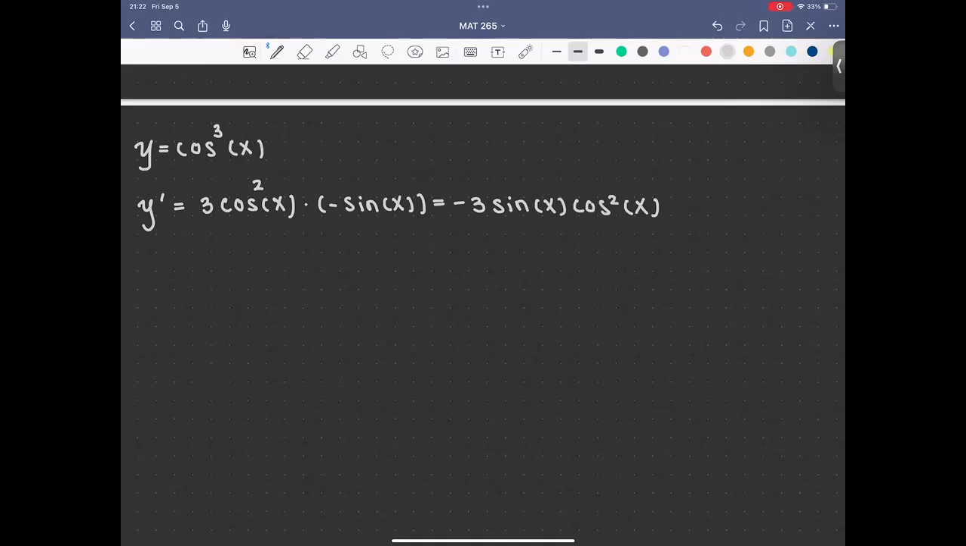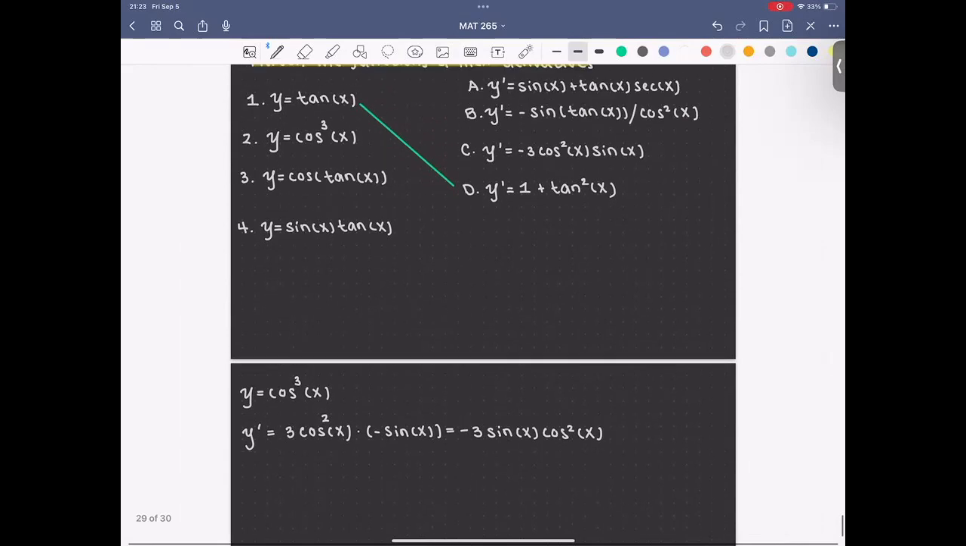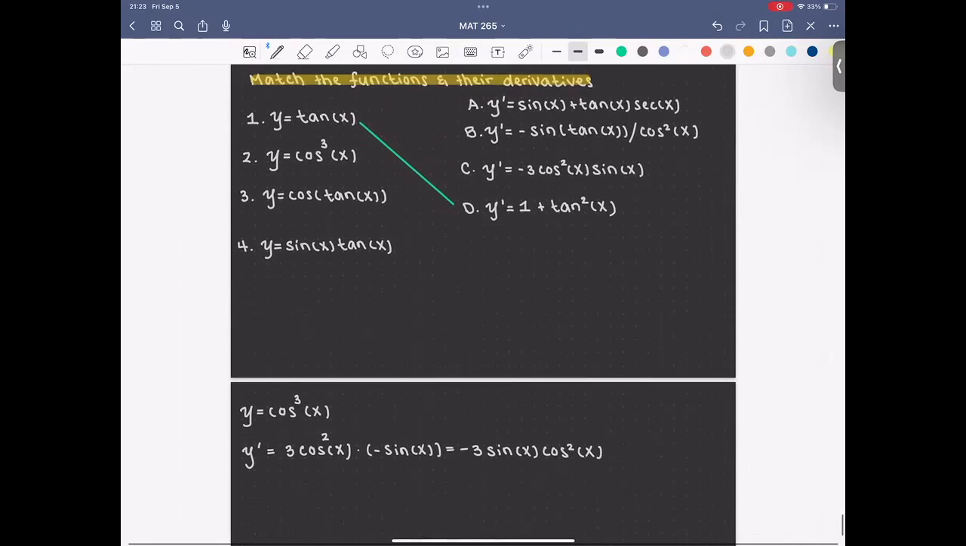And hopefully, this shows up in our list of things to match. So let's see, negative 3 cosine squared of x sine of x, c. So we're going to match 2 to c. Perfect. And then that leaves 2 more. So let's now try cosine of tangent of x.